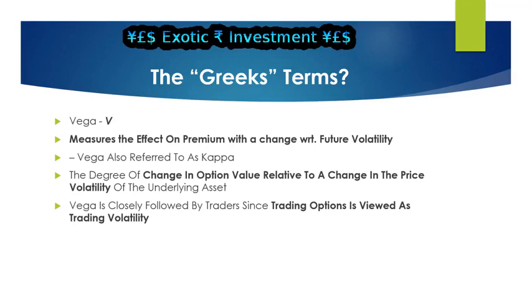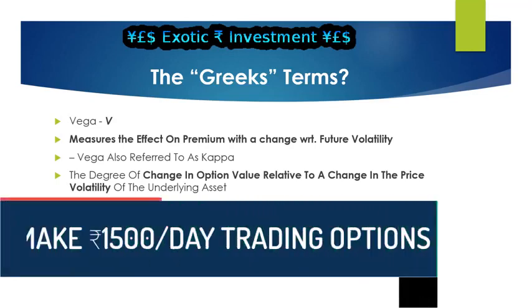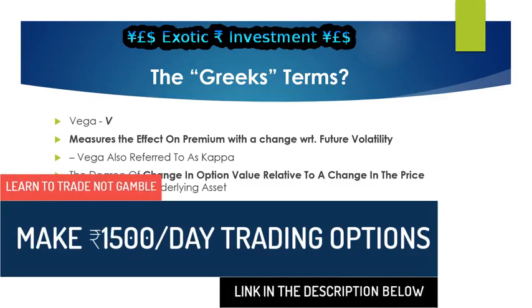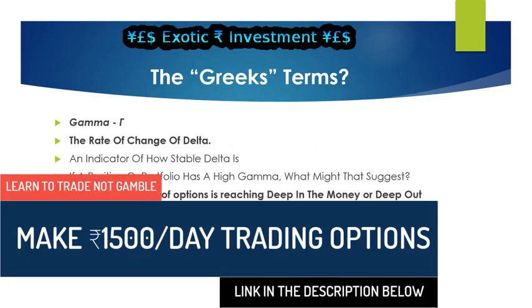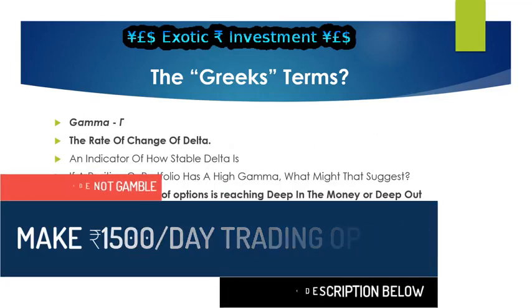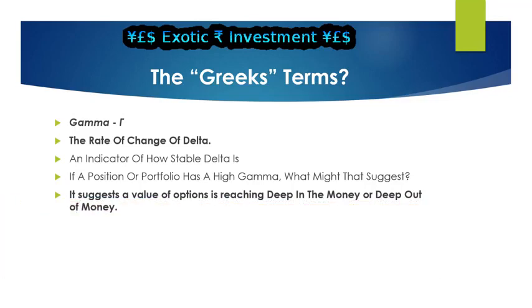Vega is closely followed by traders since trading options is viewed as trading volatility. So what is gamma? The rate of change of delta. So how fast and how slow the change of delta happens. That's what gamma is. An indicator of how stable the delta is, measured by gamma.